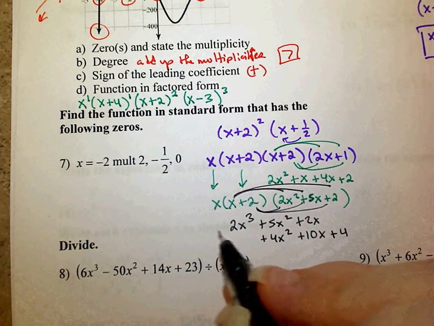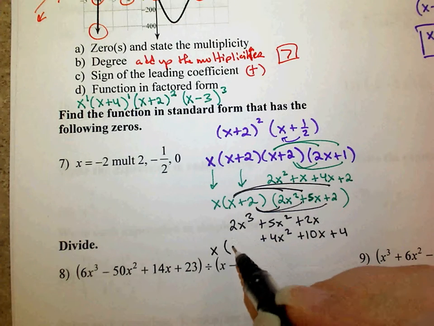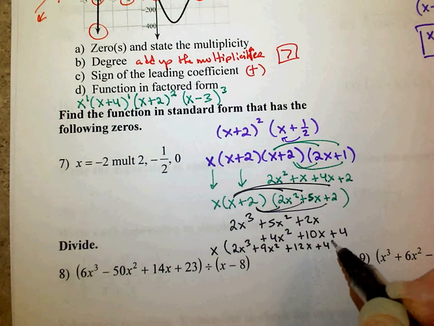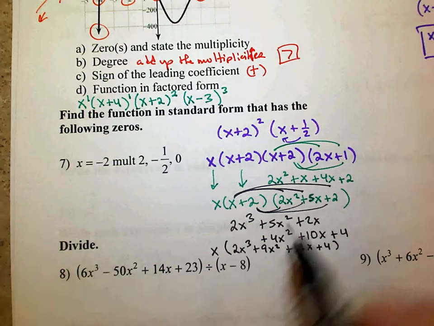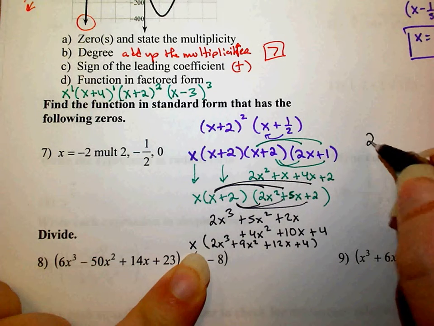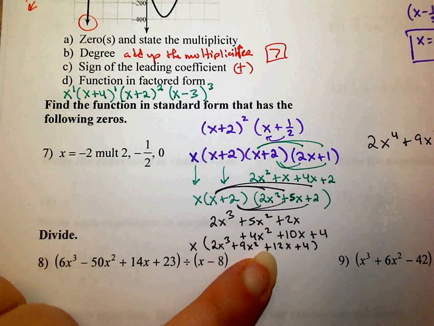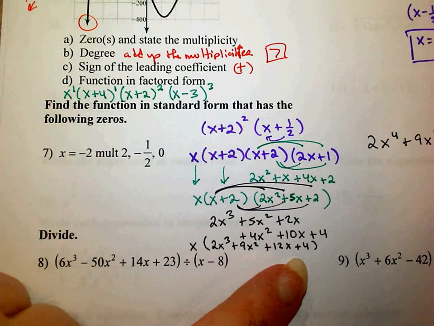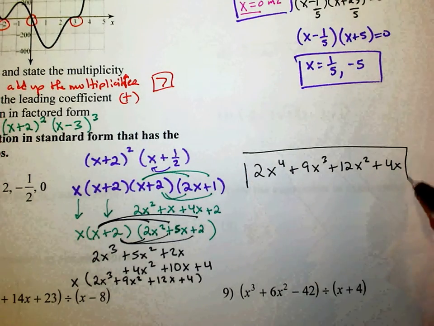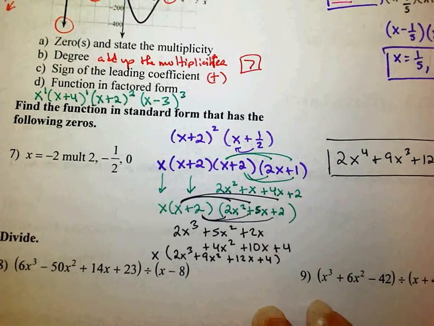So, here's what I've got. I've got x times 2x cubed plus 9x squared plus 12x plus 4. So last step is going to be to distribute my x. So I've got x times 2x cubed, which is 2x to the 4th. X times 9x squared is 9x cubed. X times 12x is 12x squared. And x times 4 is 4x. Oh, I wasn't writing it to where you could see it. And there you go. So when it says find the function in standard form, remember this is factored form, and that's standard form.